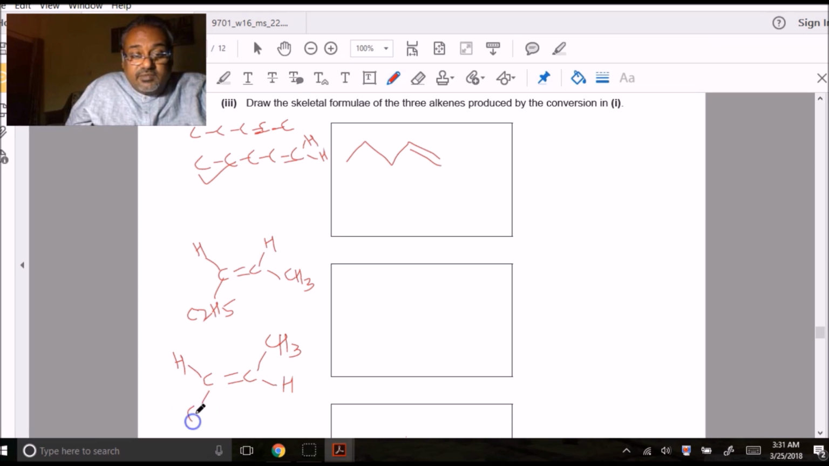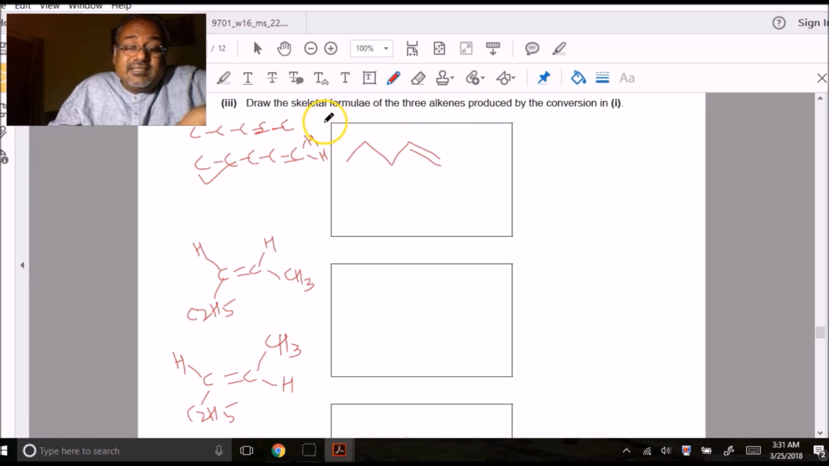So this arrangement is called trans isomerism. Then the question said you need to draw this in skeletal formula format. If you look at that, it's much easier for you to work. So it's 1, 2. That's carbon number 1, this one, that's carbon number 2, and that's the double bond.